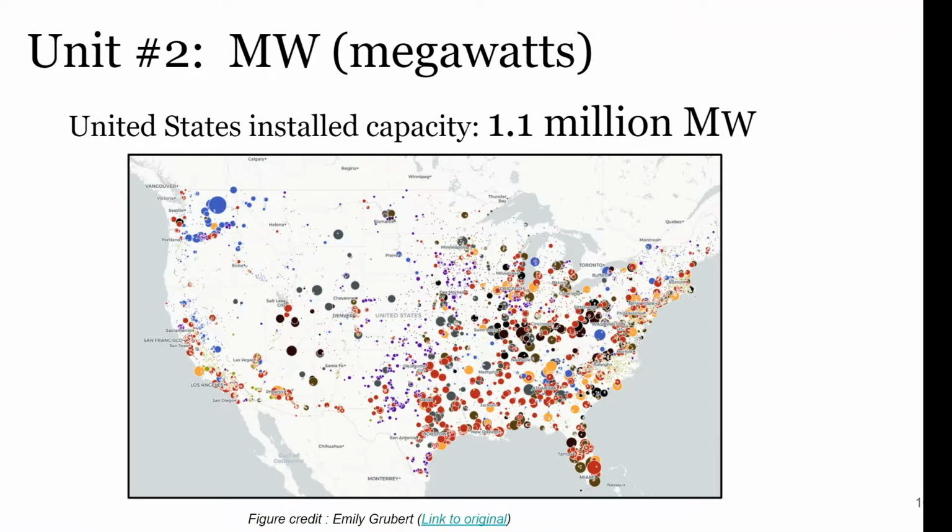So let's first look at megawatts. Megawatts define the rated capacity of your generation on the grid. The total installed capacity in the United States today is around 1.1 million megawatts. On the map on the slide, all these are the US power plants plotted by Dr. Emily Grubert using EIA data, and all the power plants together are rated at 1.1 million megawatts.